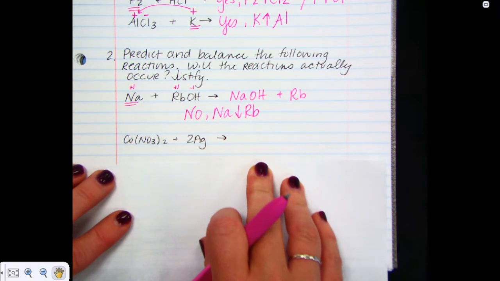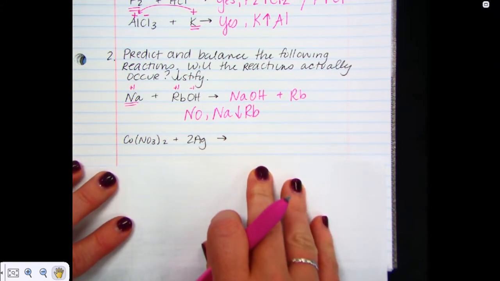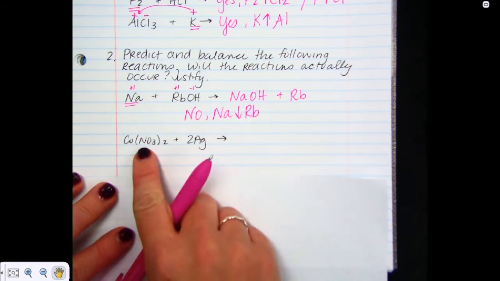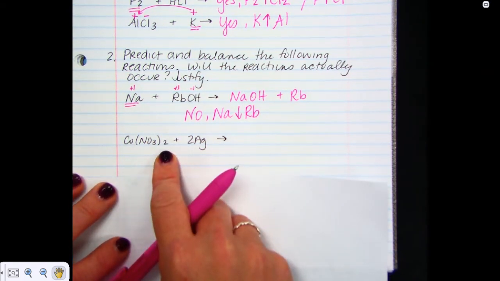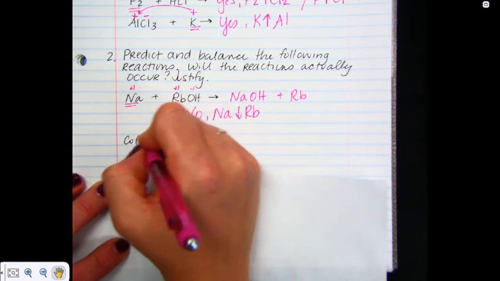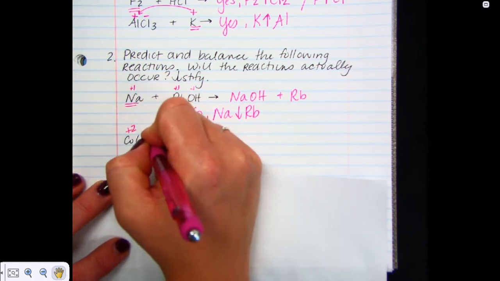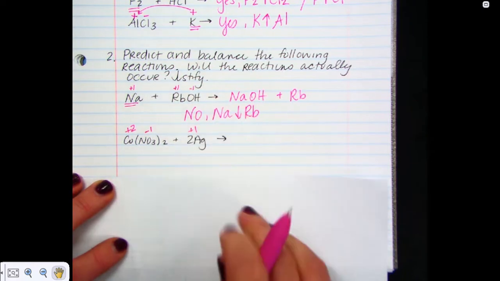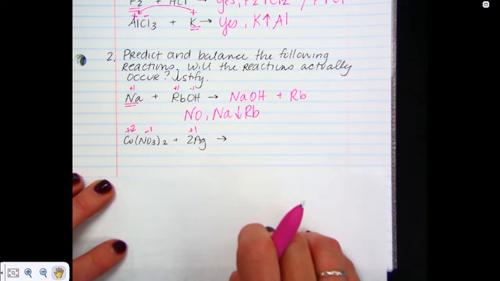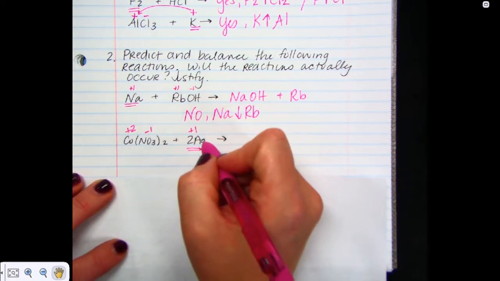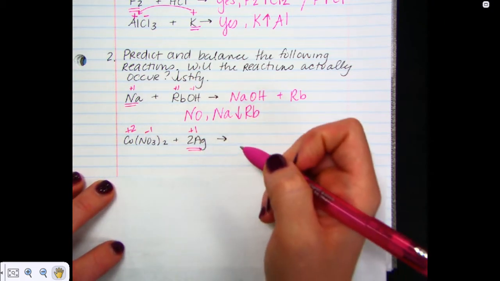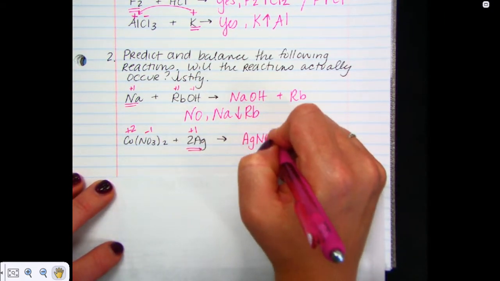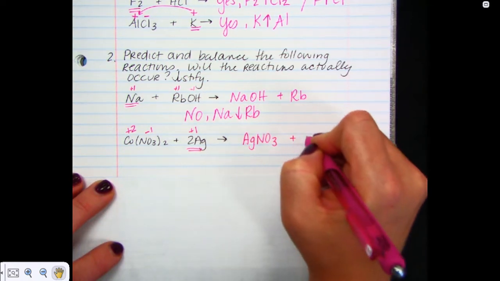So we've got Co(NO3)2. So this is some sort of cobalt. Let's see, nitrate is -1. So there's 2 of those. So cobalt has to be +2 here because the nitrate's -1. And we know silver is always +1. So who's my single element? Silver. Silver is going to pair up with the nitrate. So +1, -1, AgNO3. Cobalt's going to be by itself.